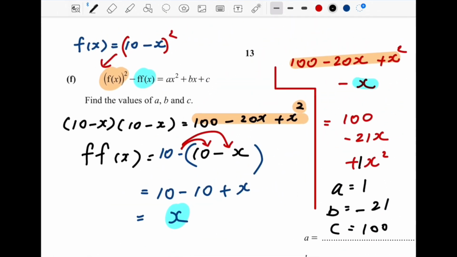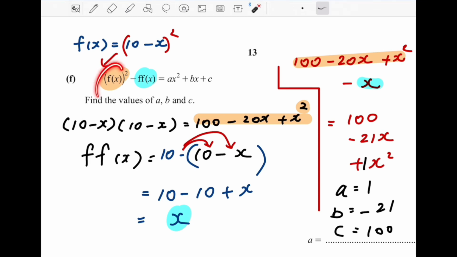Oh, okay. So this one, you have to differentiate between this and this. They are not the same. See, this is the equation for f(x), and you square it. The equation for f(x) is 10 minus x. So when you square 10 minus x, you will have 100 minus 20x plus x squared. Okay, that is for this part. So I have squared it.